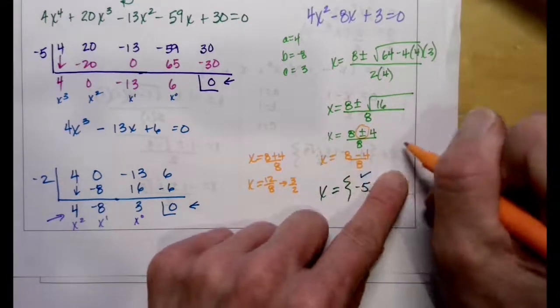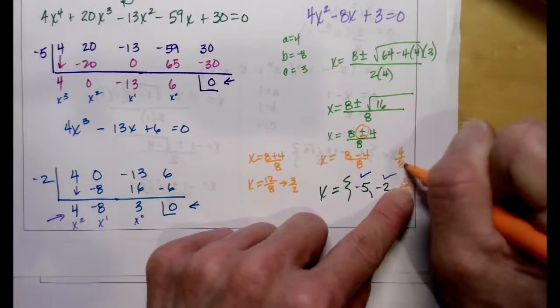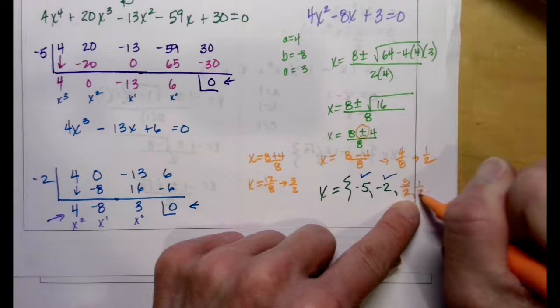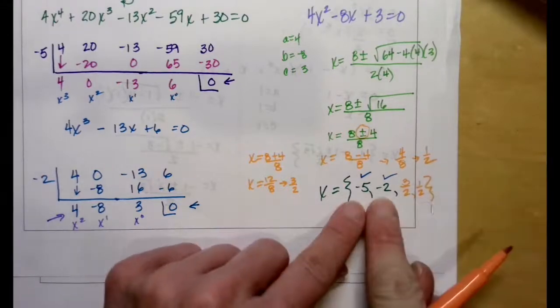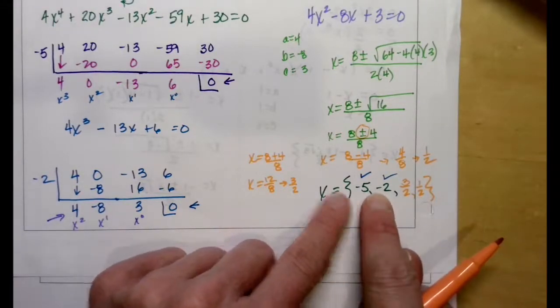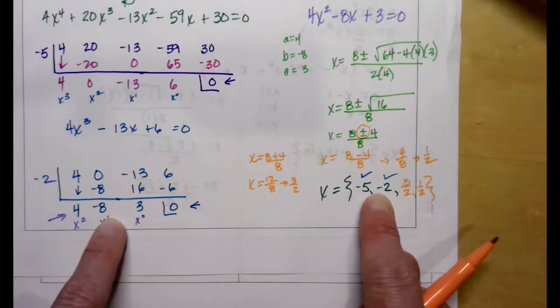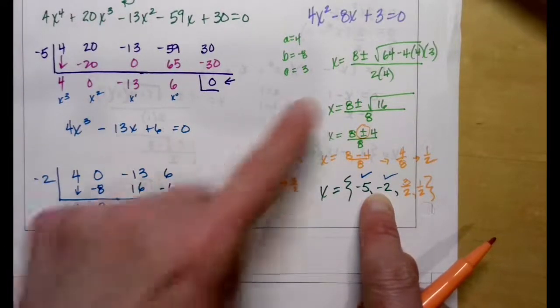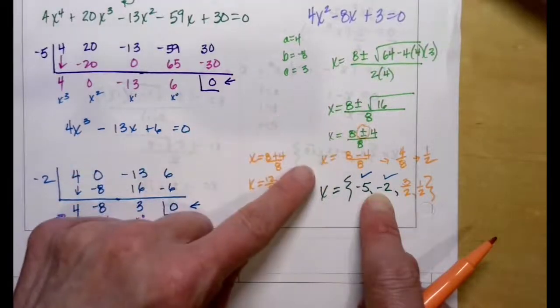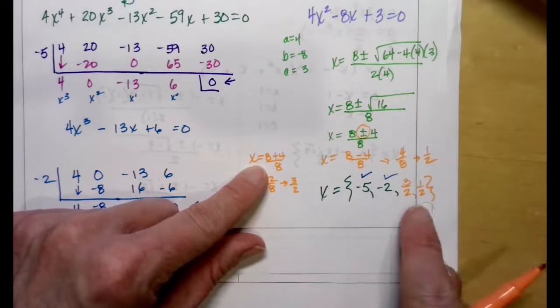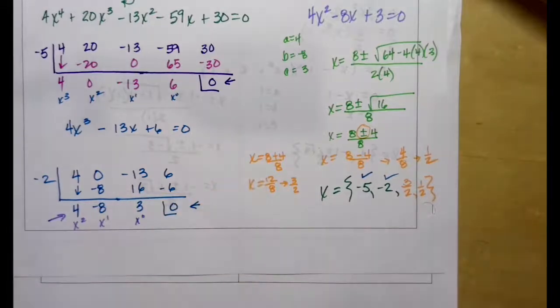8 minus 4 is 4 divided by 8. That's going to give me 1/2. So there's my 4 answers. My 2 that I got from the calculator and that I used synthetically to break down my equation, and then my quadratic formula gave me my other 2. And I couldn't see these on the calculator because they were fractions. You might have been able to see these on Desmos though.